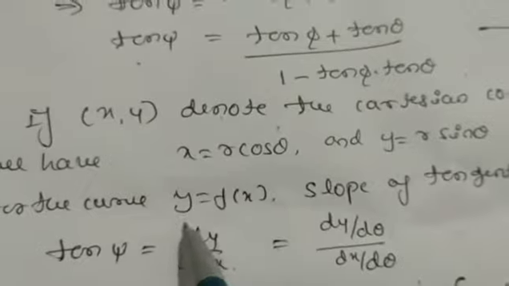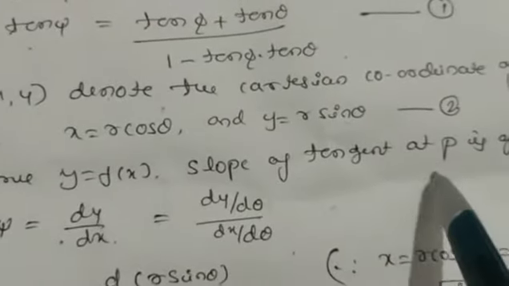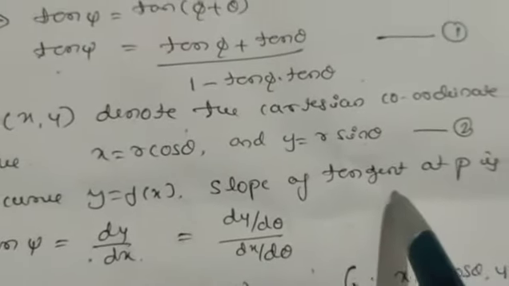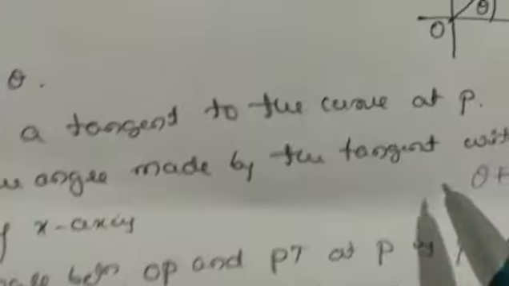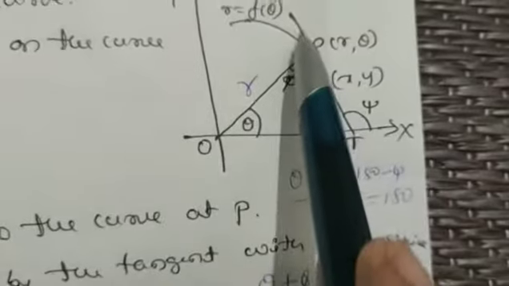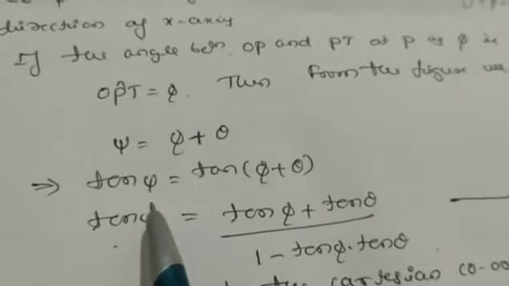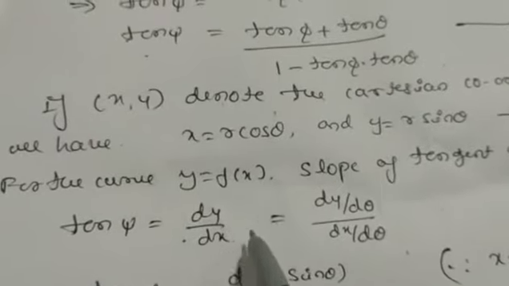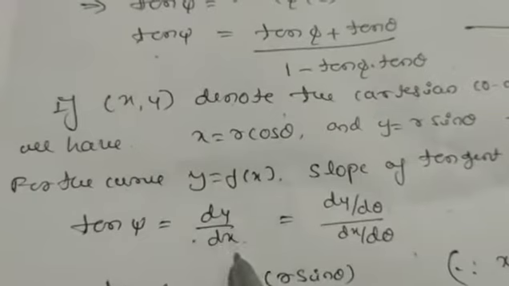Now here, since y equals f of x for this curve, the slope of the tangent is tan of the angle made by the tangent, which is psi. So we have to take tan psi. Tan psi is equal to dy by dx, the slope of the tangent.